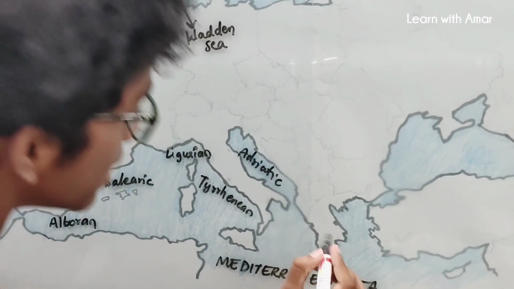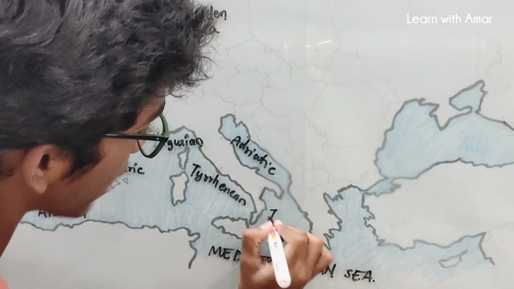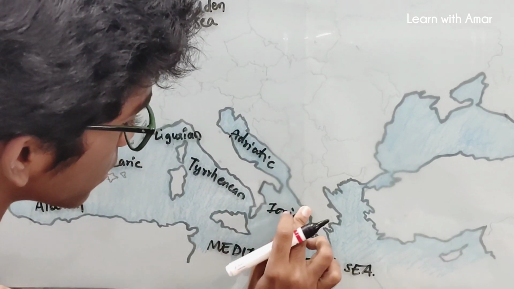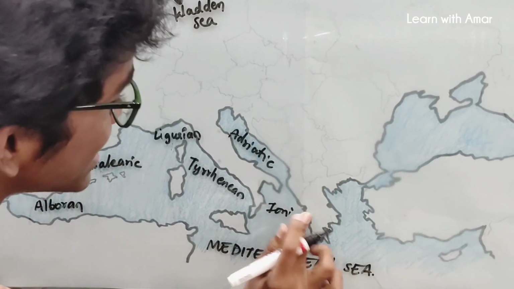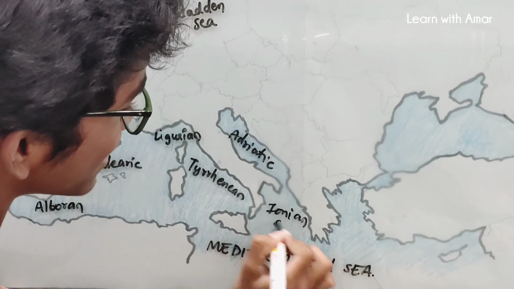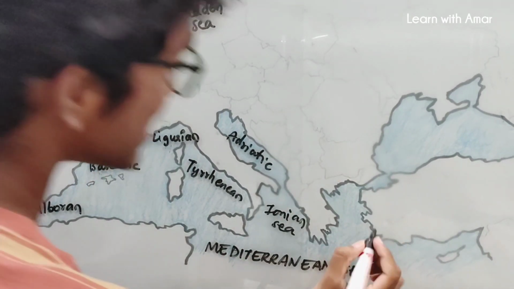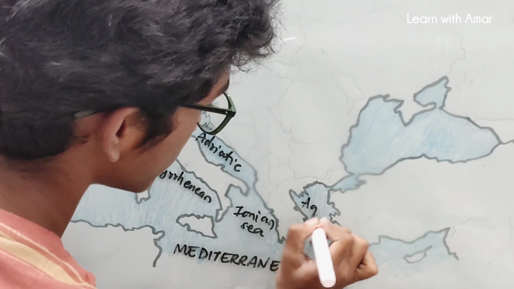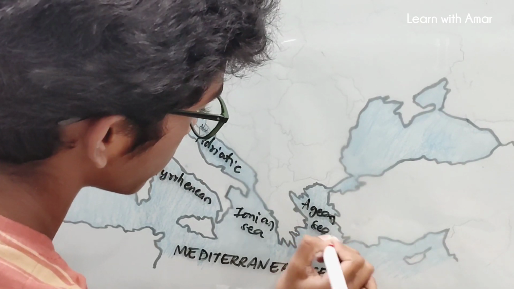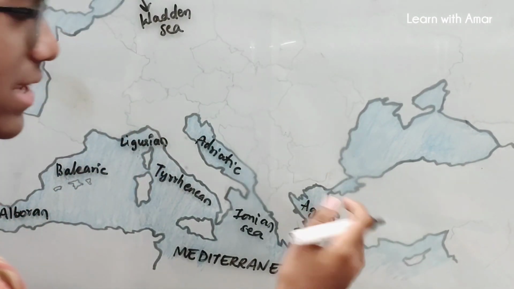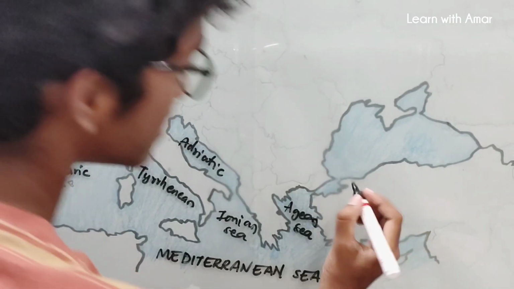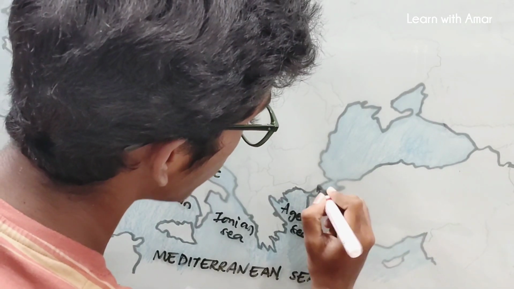Just like Italy, we also find a sea on the west and east of Greece. We know this is Greece. To the west of Greece, we find the Ionian Sea, and to the east of Greece, we find the Aegean Sea. Between European Turkey and Asian Turkey, we find the Sea of Marmara.